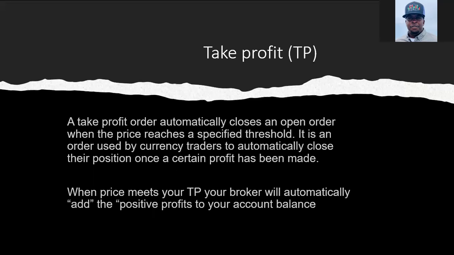So take profit, guys. A take profit order automatically closes an order when the price reaches a specified threshold. It is an order used by currency traders to automatically close their position once a certain profit has been made. When price meets your TP, your broker will automatically add the positive profits to your account balance.